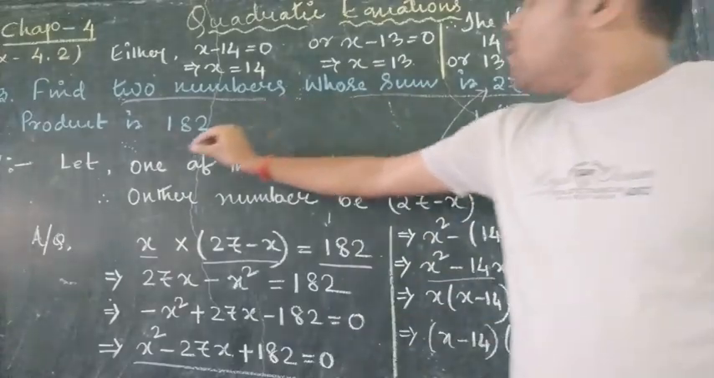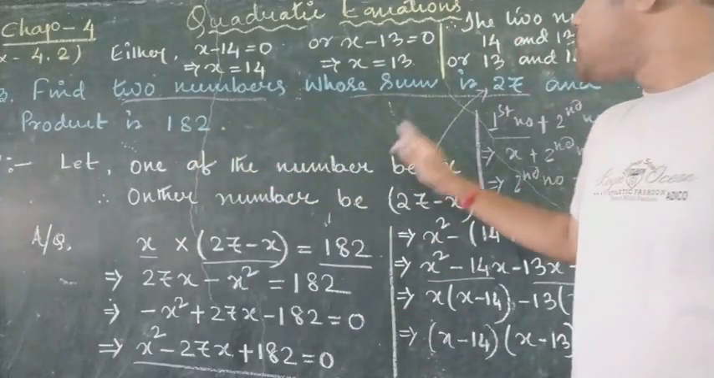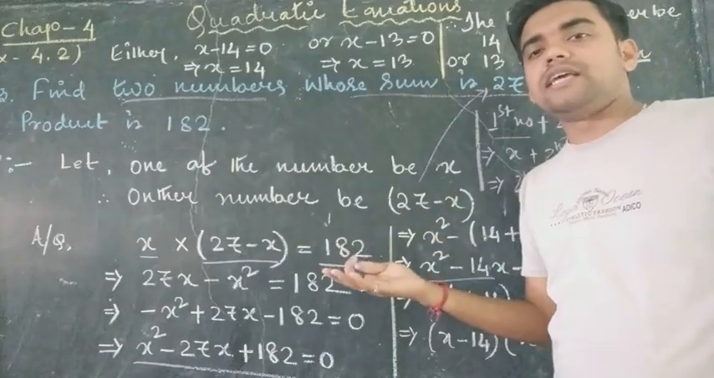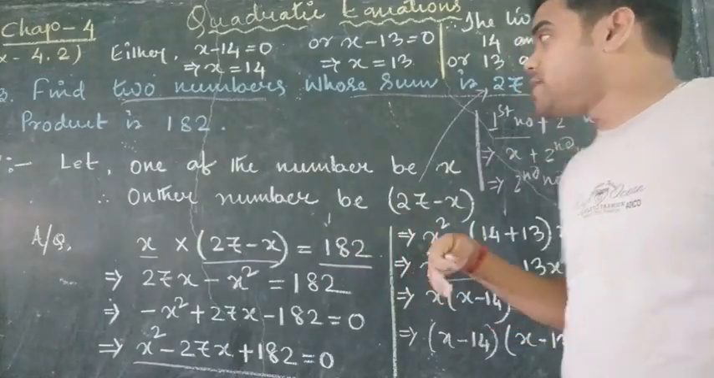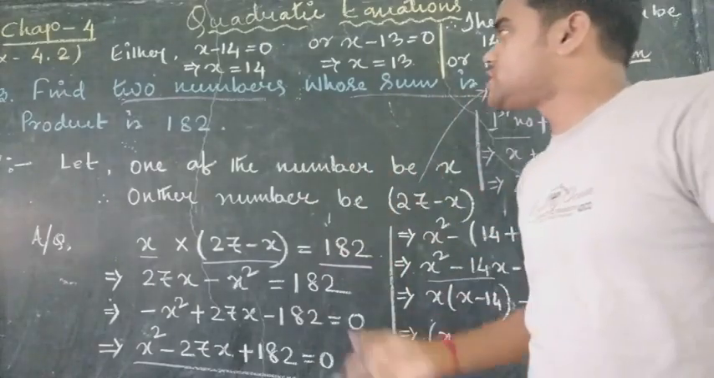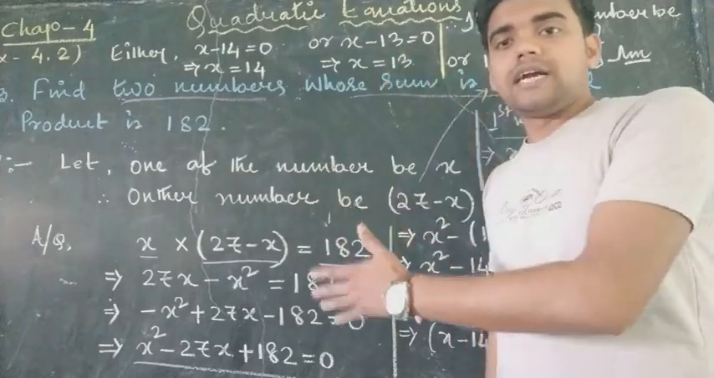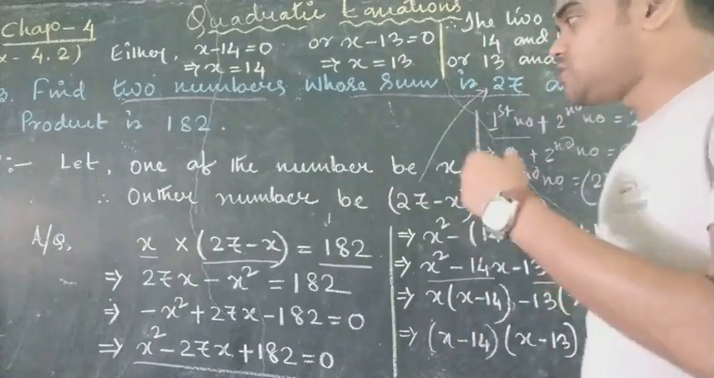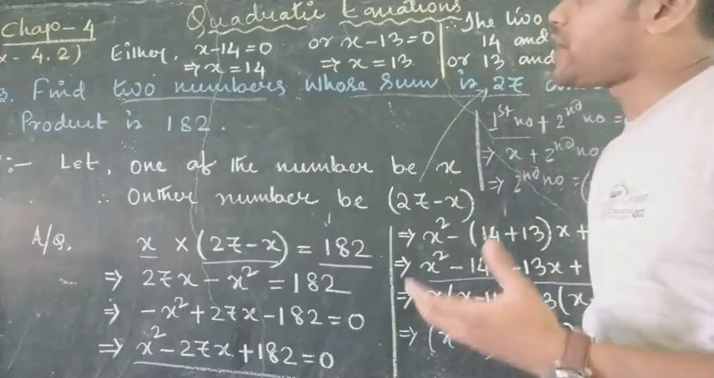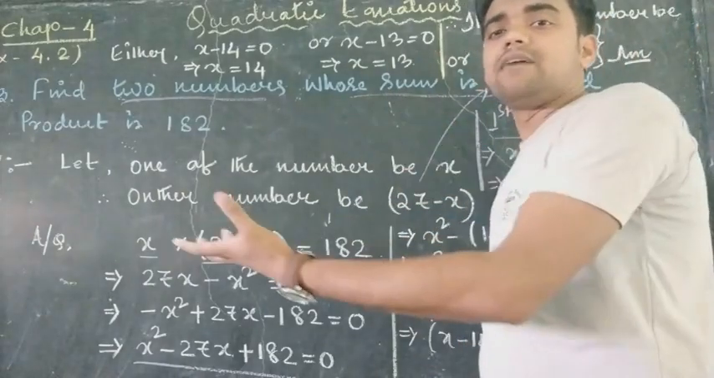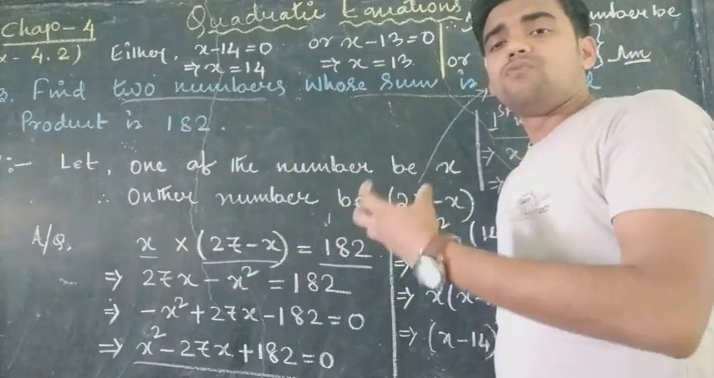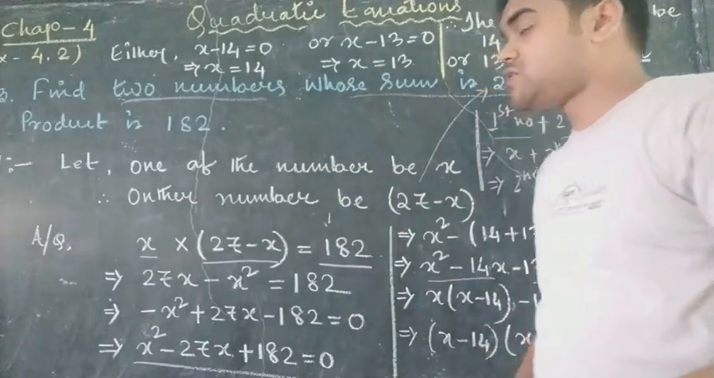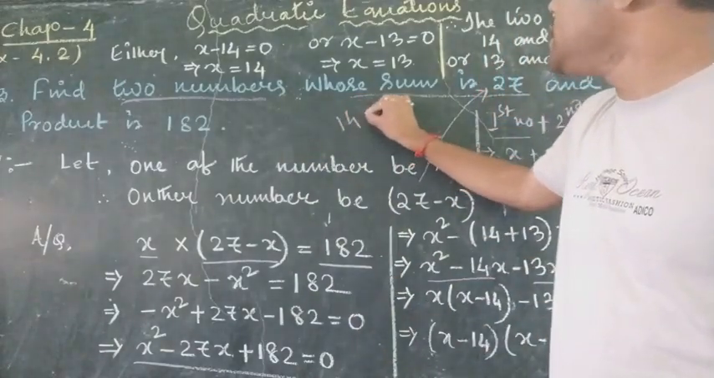If your first number is 14, then your second number is automatically 13. If your first number is 13, then your second number is 14. So we find our two numbers: 14 and 13, or 13 and 14. If x is 14, the second number is 13. If x is 13, the second number is 14. So our two numbers are 14 and 13.